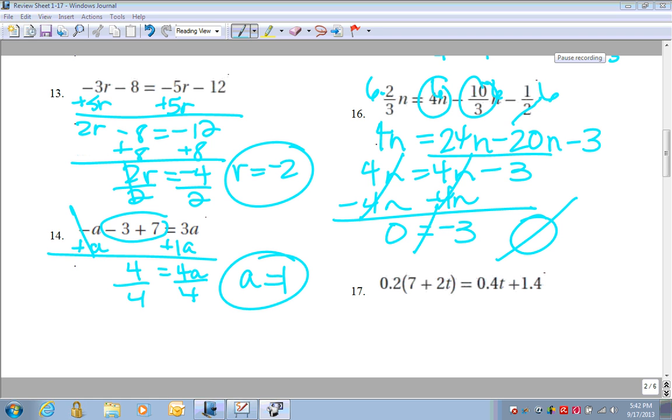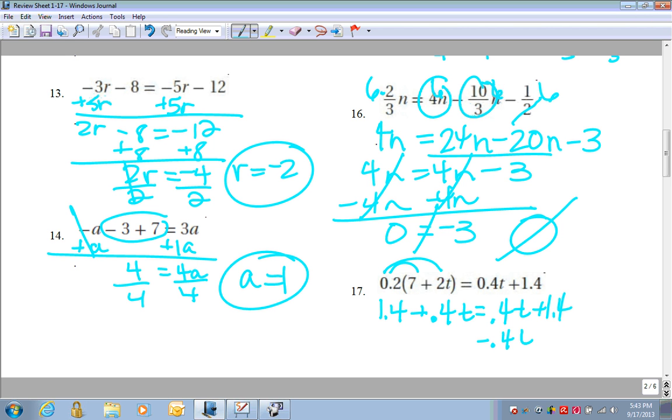Last problem for what we're working on right now is number 17. I'm going to distribute the 0.2 to the 7. That gives me 1.4. 0.2 multiplied by 2 is 0.4t. My right-hand side does not change. It's 0.4t plus 1.4. If I try to move my 0.4t to the left, the t's cancel and I'm left with 1.4 equals 1.4. That answer is all real numbers, since it is true.